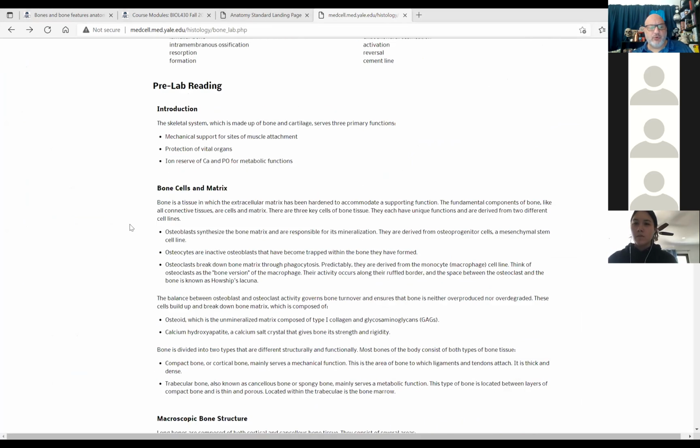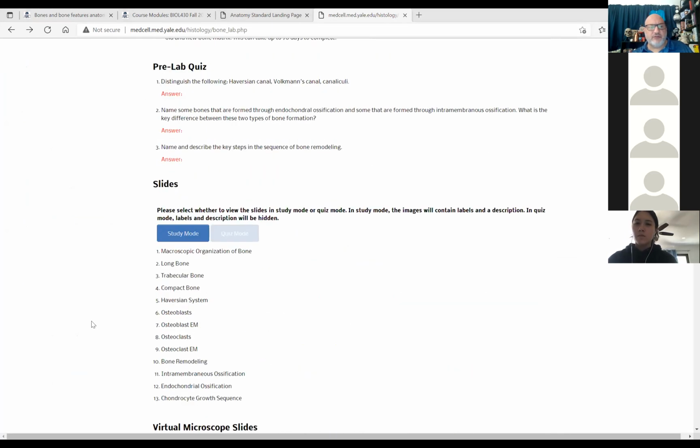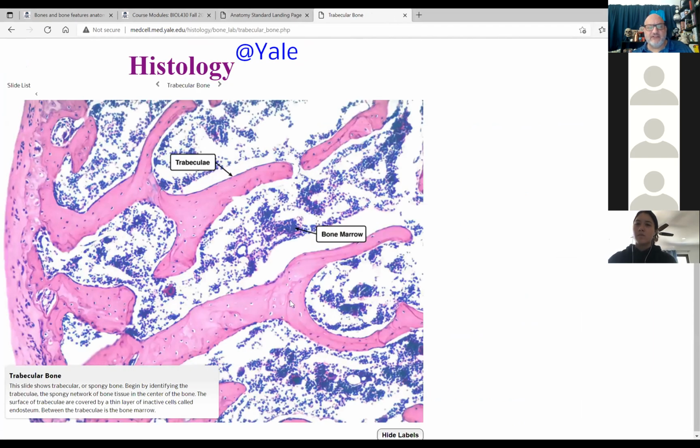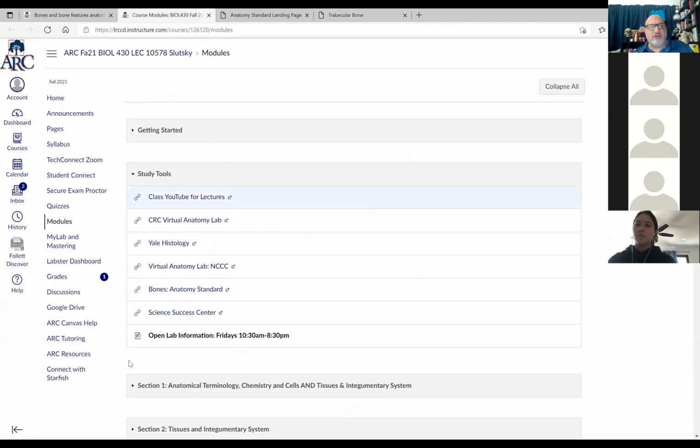When you go to the bones section, as you read through all the information down here, they have some of the information you're responsible for. So for instance, here is our trabecular bone. When we look at that, we can see those trabeculae with the lacunae with the osteocytes in them. Notice we can see the red bone marrow and some blood vessels, and they have some great descriptions. Those are great resources that you can use.